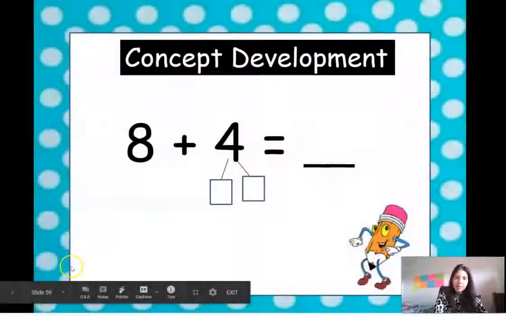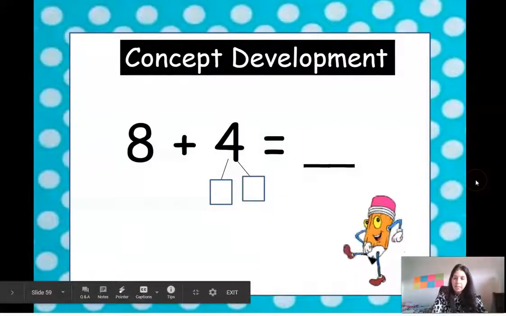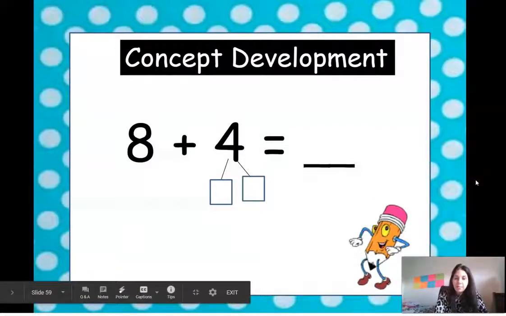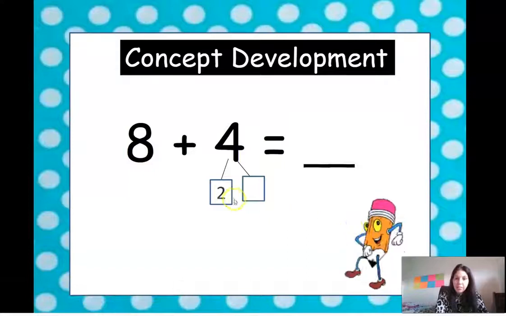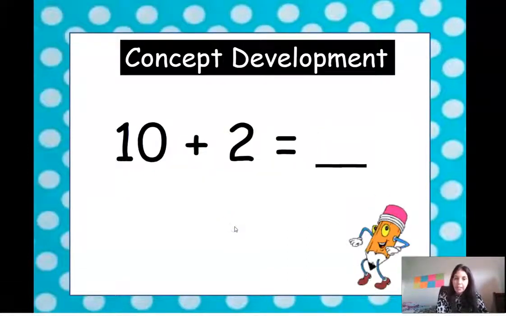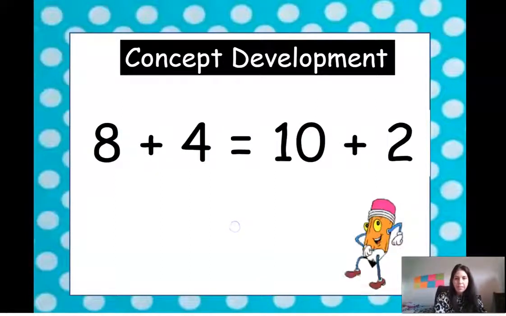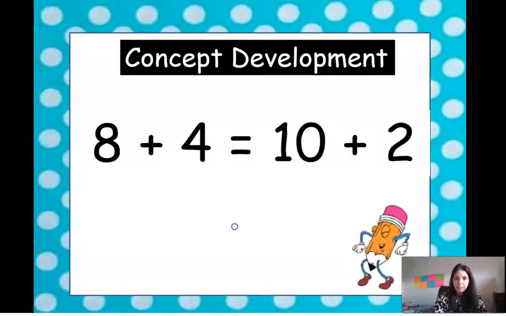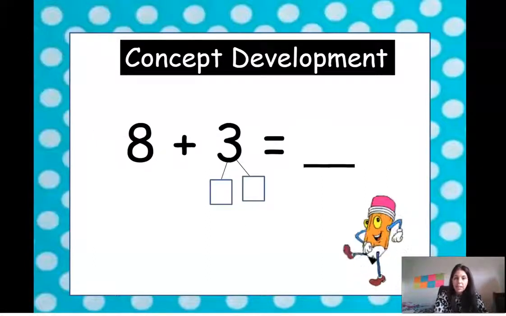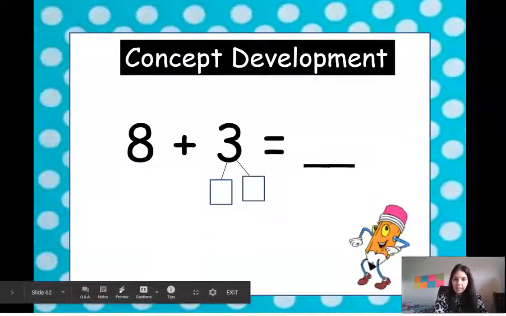Okay, 12. So we got the same answer with the count on strategy and with our number bond making a 10. Let's see if they have the same answer we did. 2 and 2 more equals 12. 10 plus 2 equals 12. Very nice. Let's look at this one. 8 plus 3. Write it on your paper again. 8 plus 3 this time.